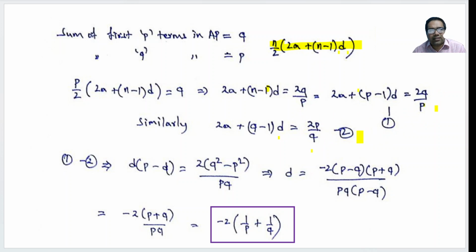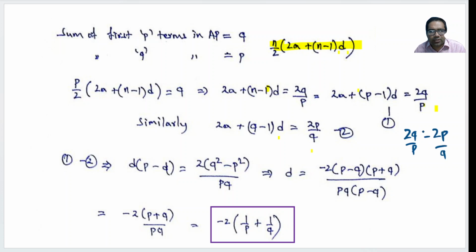Now let's subtract the second equation from the first equation. What will we get? 2a and 2a will get cancelled. Right. On the d terms, we will be left with pd and qd. So d into p minus q will be left. First equation minus second equation: the left hand side is d into p minus q, and the right hand side is 2q by p minus 2p by q.